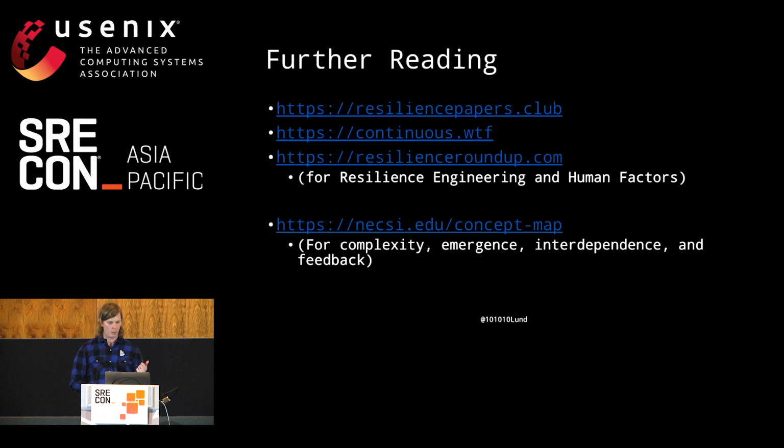Here are some resources. Also, if you want to learn more about resilience engineering, which is a lot of this space, those are the three bullet points. And if you want to learn more about complexity, emergence, interdependence, feedback, the sort of things you can learn with cellular automata, lots of other cool stuff, the New England Complex Systems Institute has some great resources there.